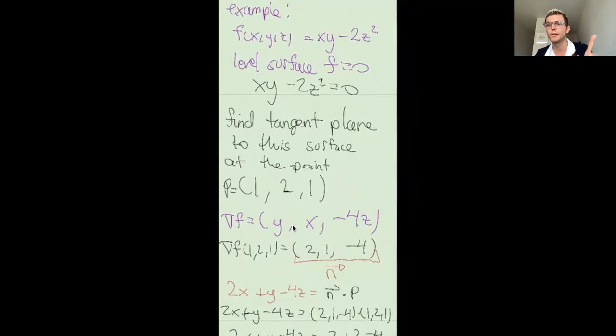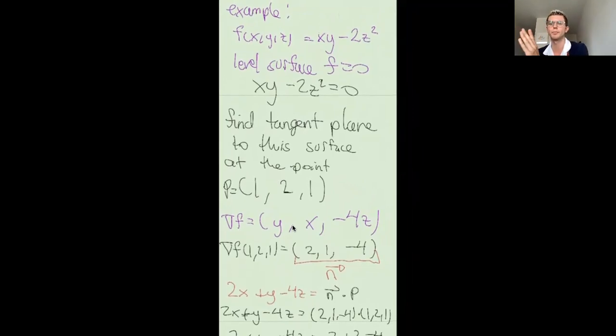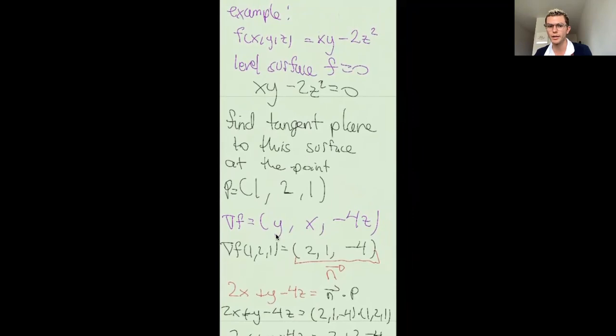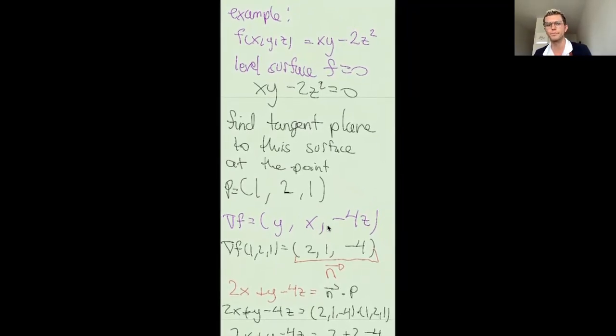Remember that the gradient was just the partial with respect to x, comma, partial with respect to y, comma, partial with respect to z. And so the partial with respect to x gives you y, right? The partial with respect to y gives you x, and the partial with respect to z gives you minus 4z. Is that okay? So you always take the gradient of the function or the equation that you were given, okay?